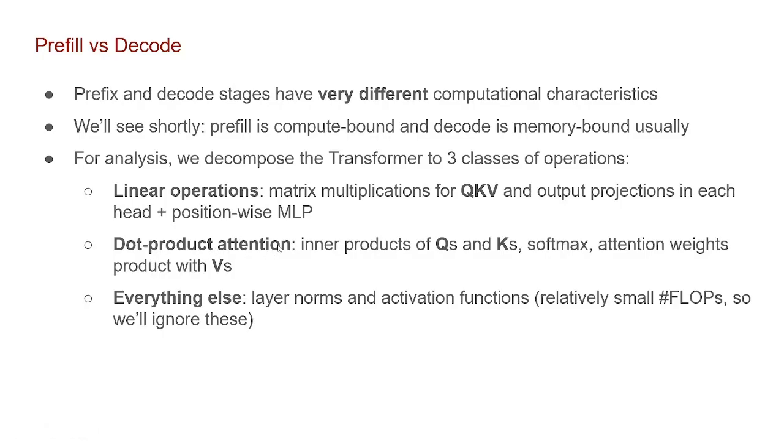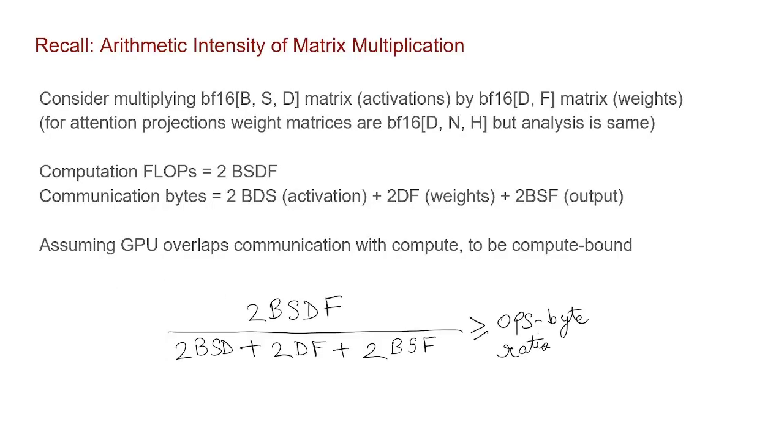Within the self-attention module, we'll separately consider the dot product attention, which is the inner product of queries and keys, along with softmax, and then doing a weighted average of the values with the attention weights. And everything else, like layer norm and activation functions like ReLU and so on, can be mostly ignored for our analysis because they take up only a tiny number of flops.